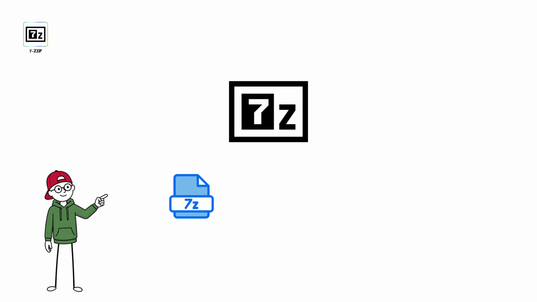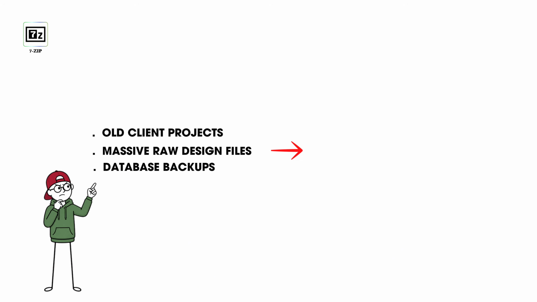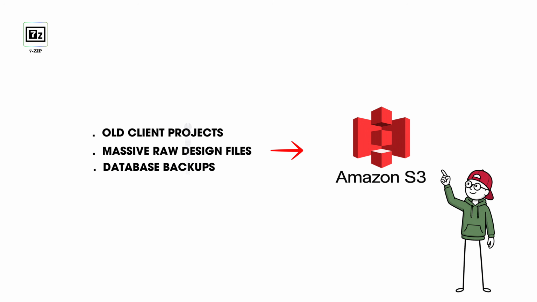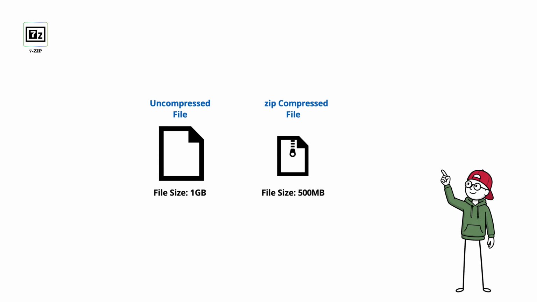7-Zip's compression algorithm is actually significantly stronger than standard Windows zip folders. If you are archiving old client projects, massive raw design files, or database backups to throw into cold storage on Amazon S3, zip them using the 7Z format. You can compress gigabytes of data down to a fraction of the size, saving you money on cloud storage costs.